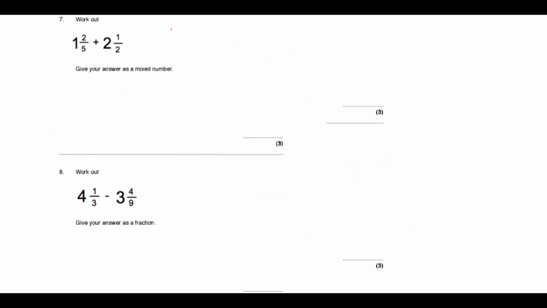Now we have done 1 2/5. Let's do 2 1/5. Writing your bottom number as it is, 5, and here I'm writing 2. Now what I'm going to do is 5 times 1, which is 5, and then I have to add the top number, which is 2.